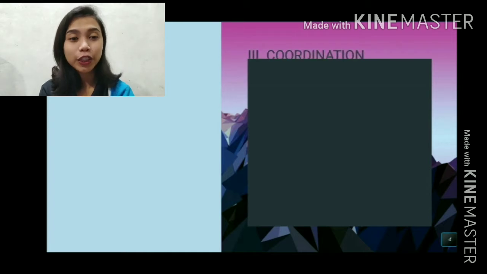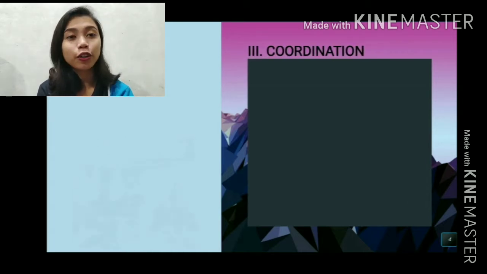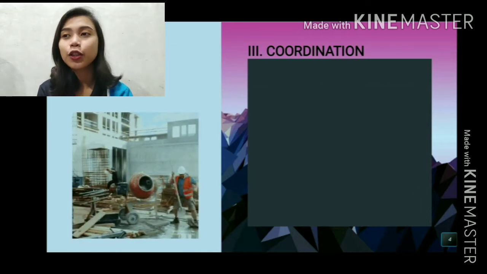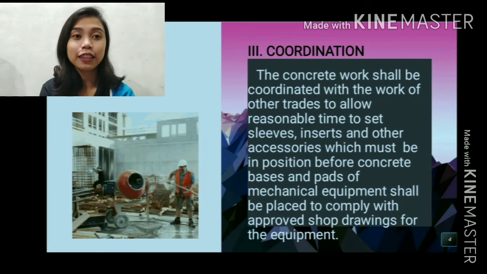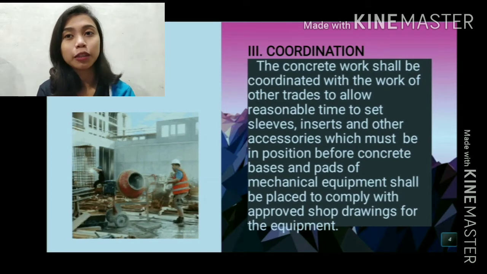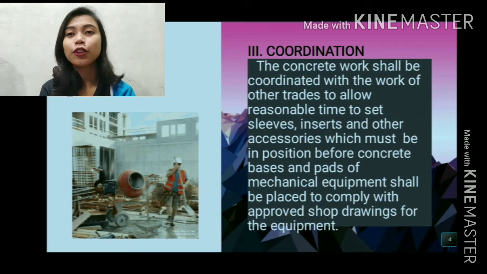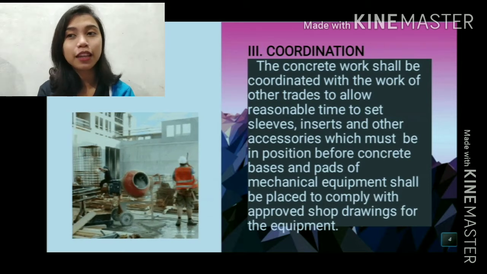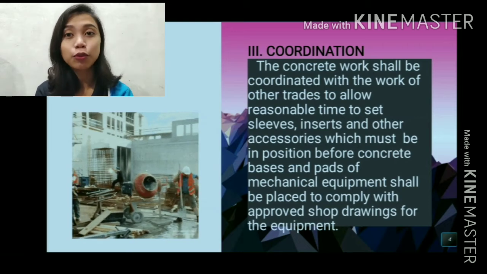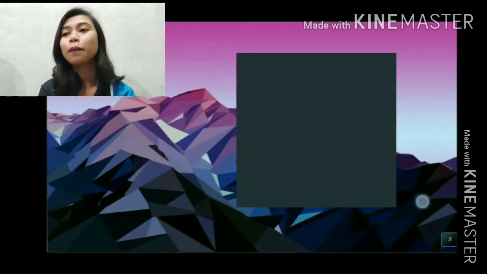Another one is coordination. Coordination is where the concrete work shall be coordinated with the work of other trades to allow reasonable time to set sleeves, inserts, and other accessories which must be in perfect position before concrete bases and pads of mechanical equipment shall be placed, to comply with approved shop drawings for the equipment.